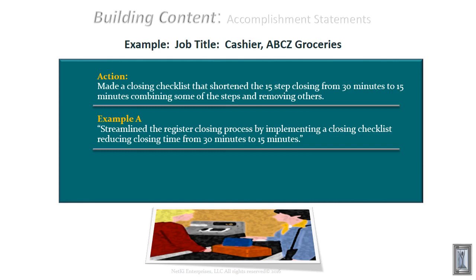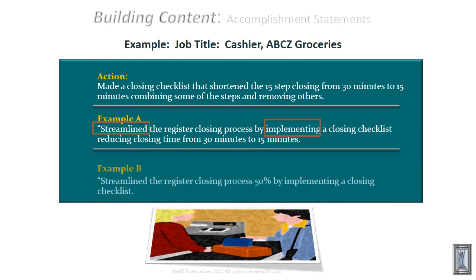Notice one of Jane's word choices, streamlined. Streamlined is also a great action word that denotes a concerted effort and is more engaging than simply using the word made. Next, the word implemented is another engaging action word that suggests that she was being proactive in her efforts. While example A is a great statement, it still appears lengthy. How can we make it more concise?